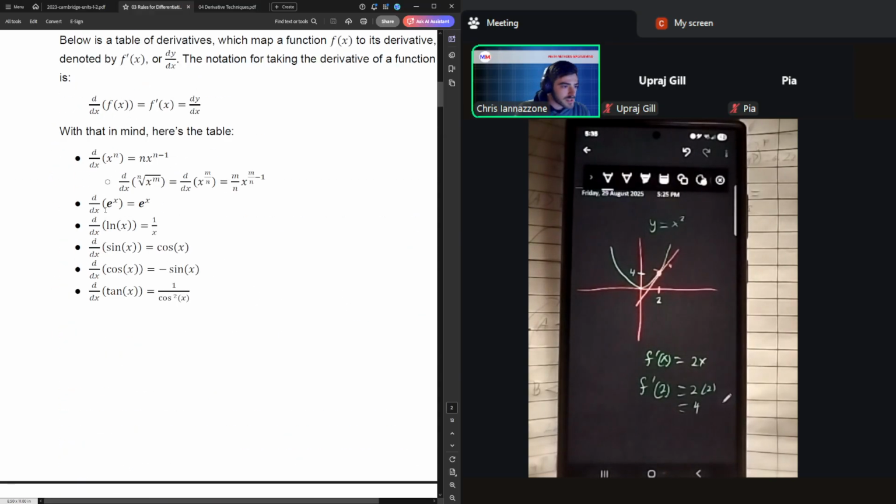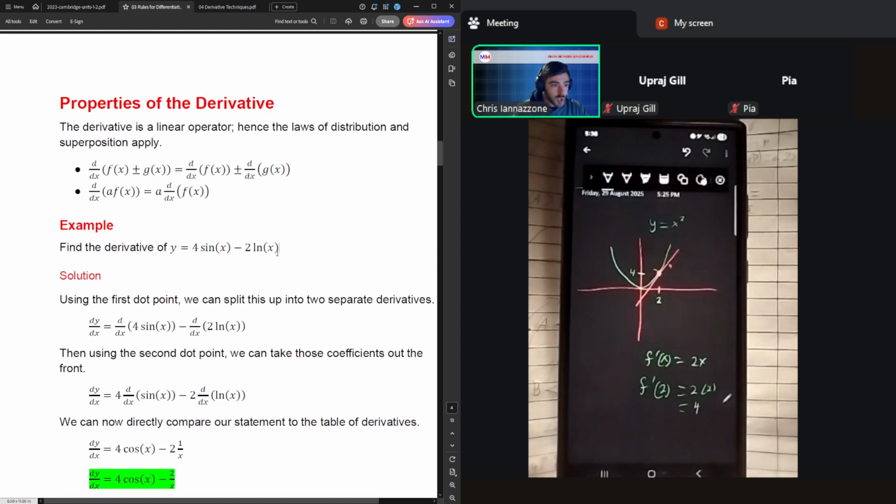For all sorts of other functions, the derivative of e to the x is just itself. The derivative of the natural log is 1 over x. The derivative of sine is cos. So on and so forth. We use a table of derivatives to figure out what the derivative of a function is.